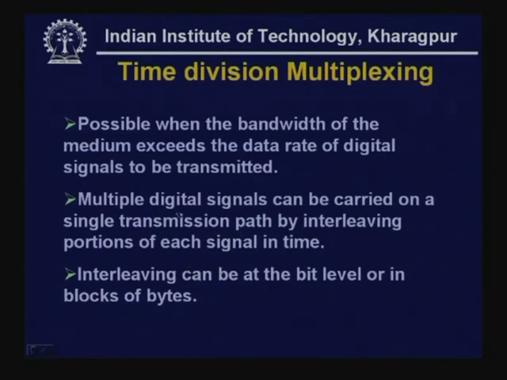Here, multiple digital signals can be carried on a single transmission path by interleaving portions of each signal in time. So, we shall interleave different signals one after the other and send them through the medium. Interleaving can be done at the bit level or in blocks of bytes. It may be possible to do the interleaving at the bit level, say one bit of one signal, a second bit of another signal, and a third bit of another signal, and so on, or interleaving can be done in terms of blocks of bytes.